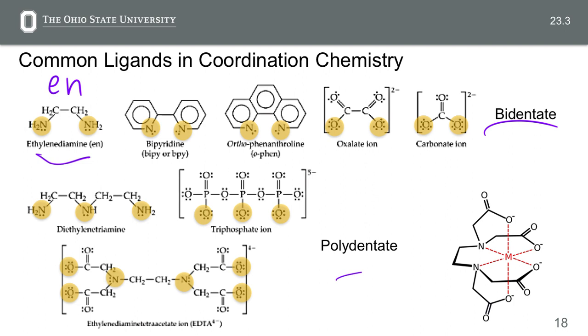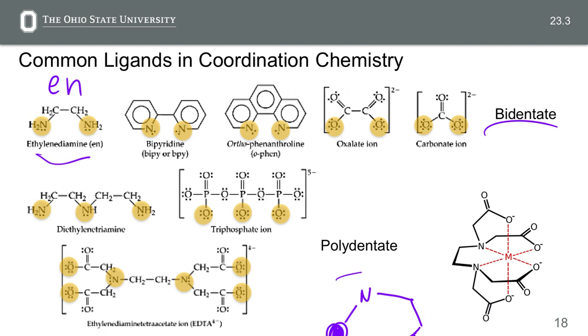And so what you would have is, here's our central metal atom. We're going to have a bond to a nitrogen, a bond to another nitrogen. And it would basically make a circle kind of a thing, an imaginary circle.